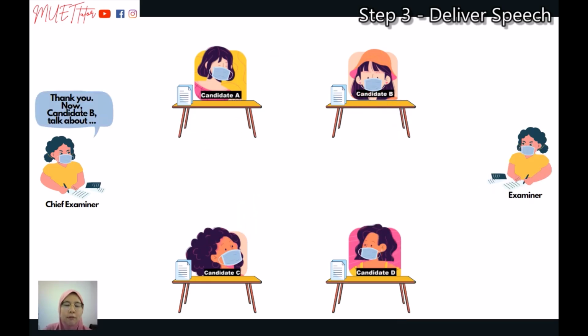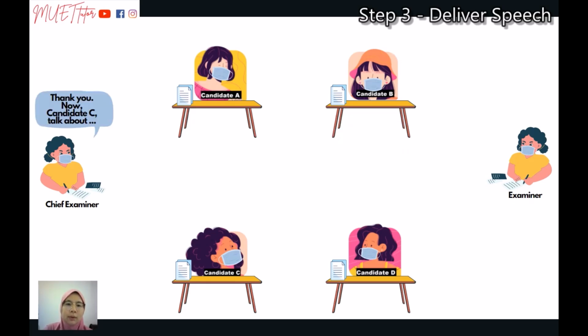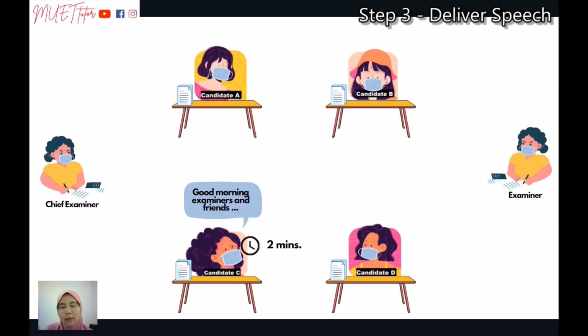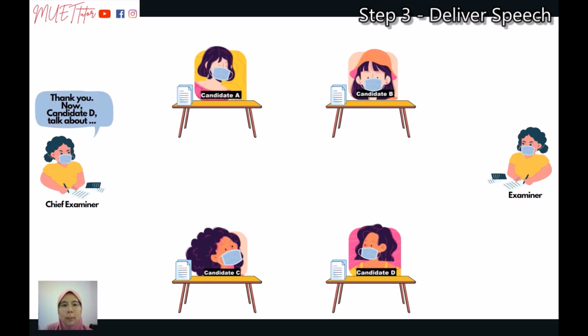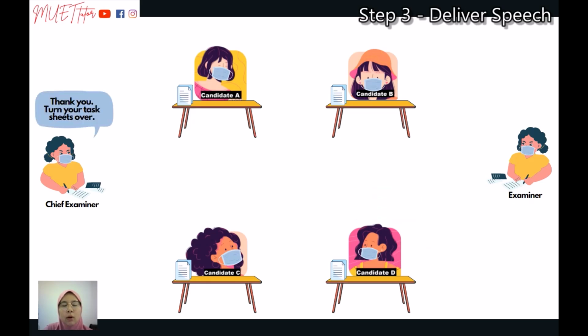When candidate A has finished presenting their aspect of the topic, the examiner will ask candidate B to talk about their task. Candidate B will have 2 minutes to present. After that, the examiner asks candidate C to do the same. Later, the examiner will ask candidate D to present for 2 minutes. When everyone has presented, the examiner will ask you to turn your task sheet over for the next part of the test. Do watch the next video for Part 2 of the MUET speaking test.